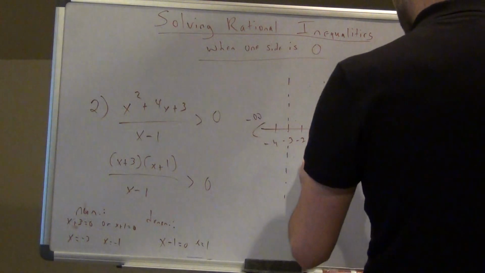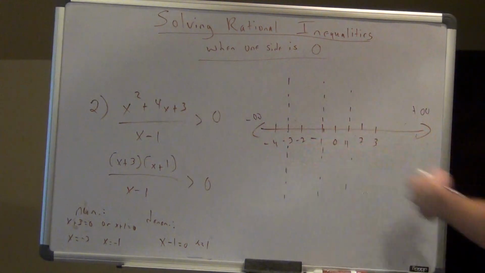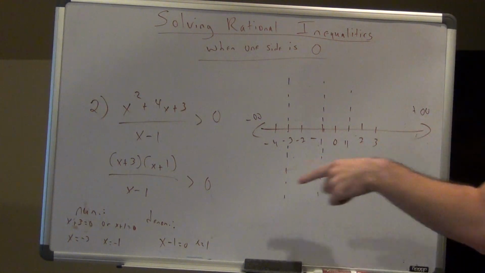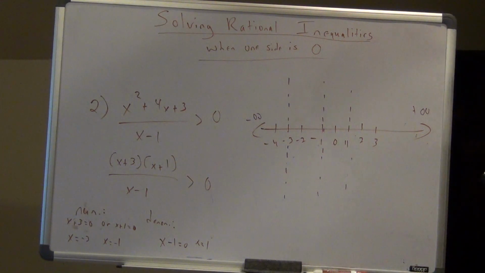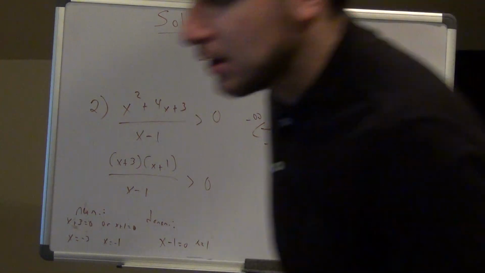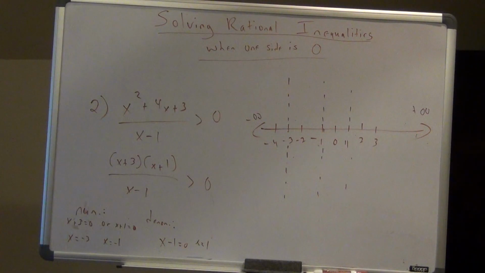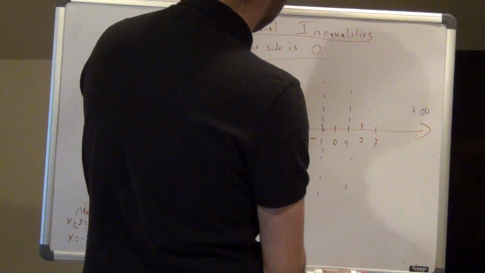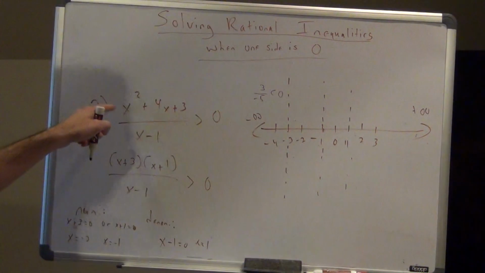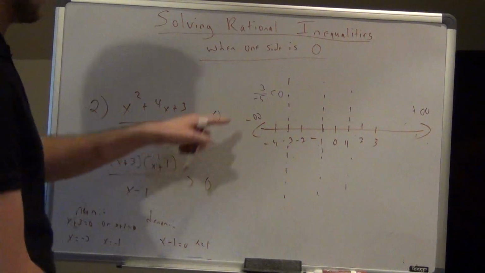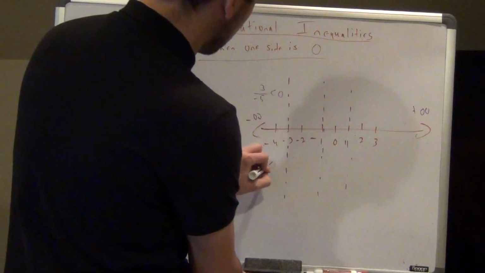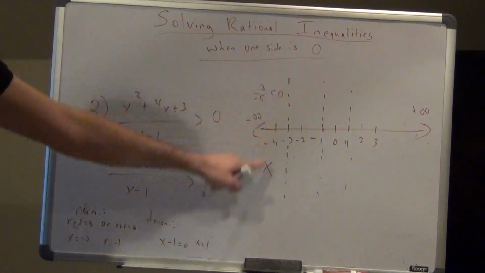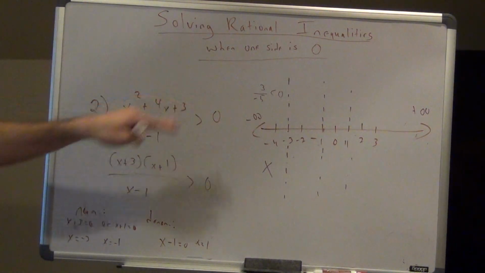Alright, so let's test a number from each of these regions. Let's test negative 4 on this side. So I'm going to plug negative 4 into here and see what I get. I'm going to get 3 over negative 5. That's going to be less than 0. So it needs to be greater than 0, so this area past negative 3 to negative infinity doesn't work.